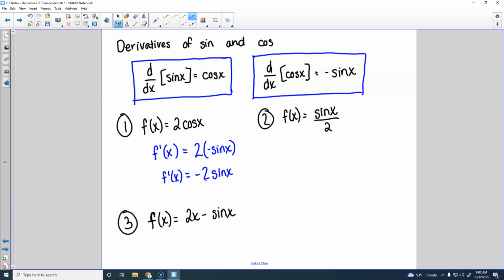Now the second one looks like a fraction. But could we rewrite it so that it's not like a fraction where we've got sine divided by something? We could write it as 1/2 sine x, so that that 1/2 is just a coefficient, right? Even though it's a fraction, it's still just a coefficient. So if we take the derivative of this, 1/2 is just a coefficient. It just sticks around. The derivative of sine is cosine. So we just get 1/2 cosine x.